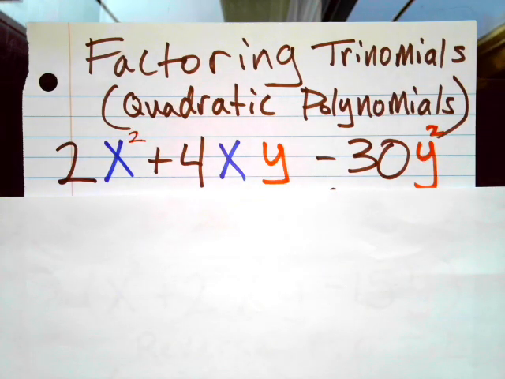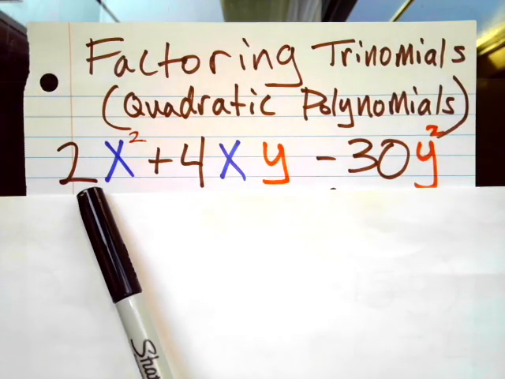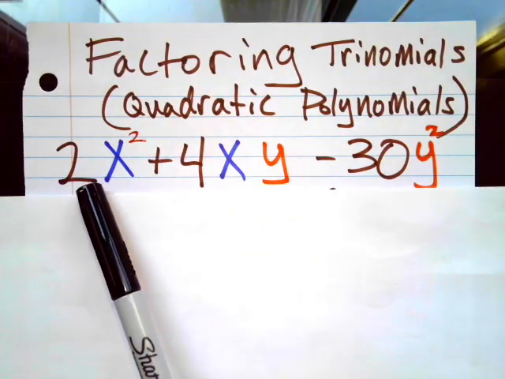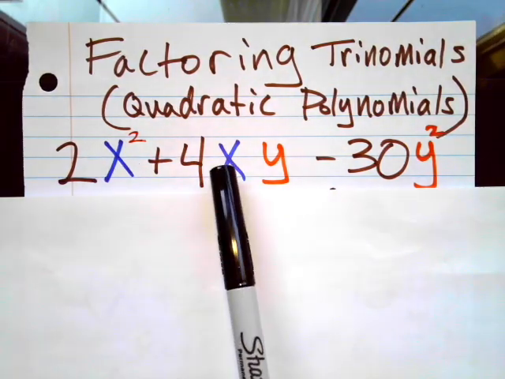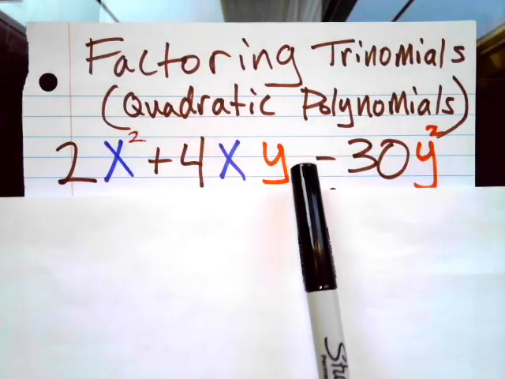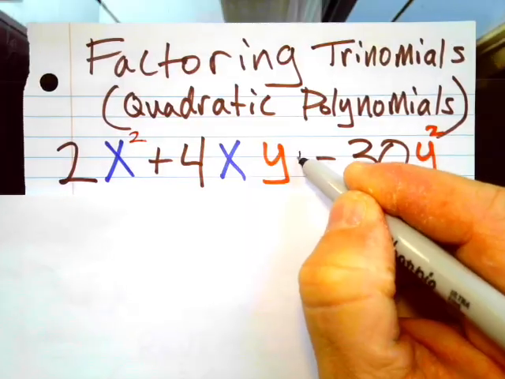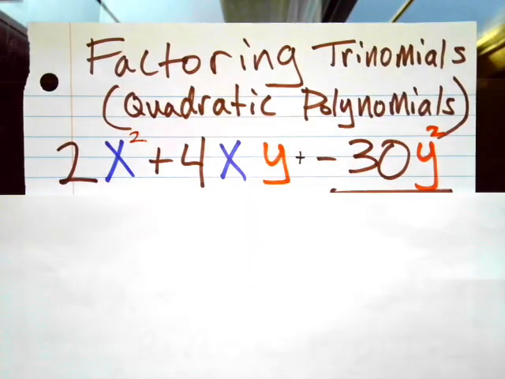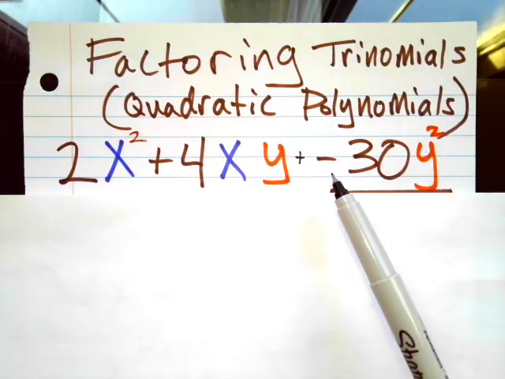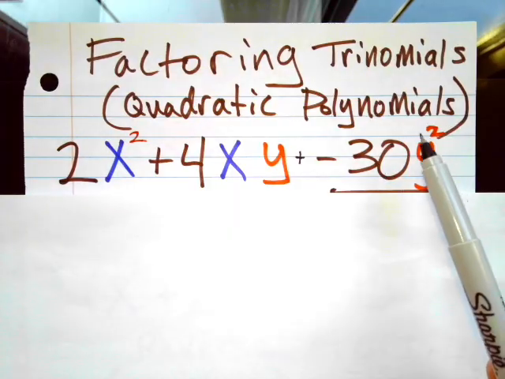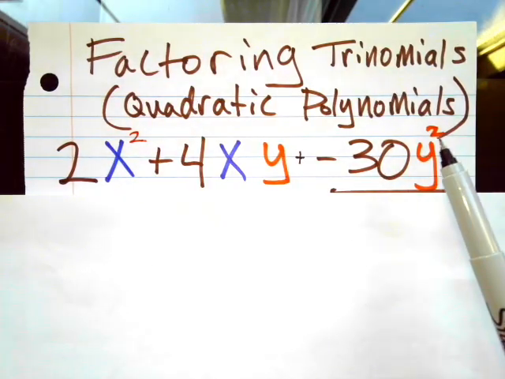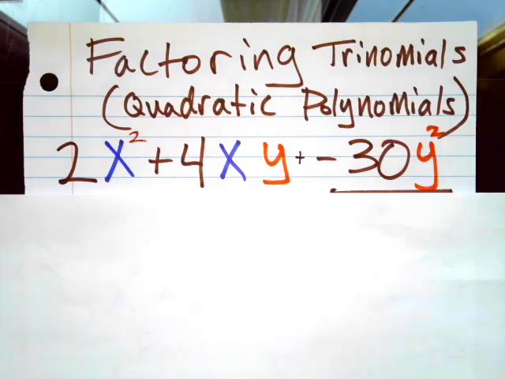And here we go. So we've got this trinomial, 2x squared plus 4x times y plus, again, you can add a plus sign in between any two terms. It's not going to change a thing. Plus negative 30y to the second power. Sorry, that wasn't crystal clear for you, but I want to point that out. This is y to the second power.